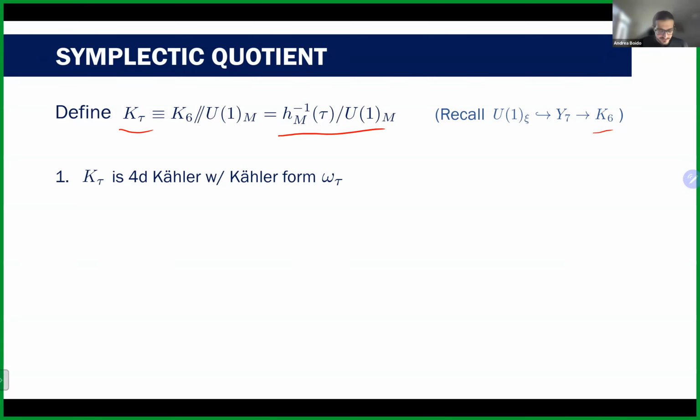This has some consequences. They are purely mathematical consequences. The first thing is that this K tau is a Kähler manifold itself, and a 4-dimensional one. In particular, you remove 2 dimensions from K6. And I'm going to call omega tau the Kähler form on this space.